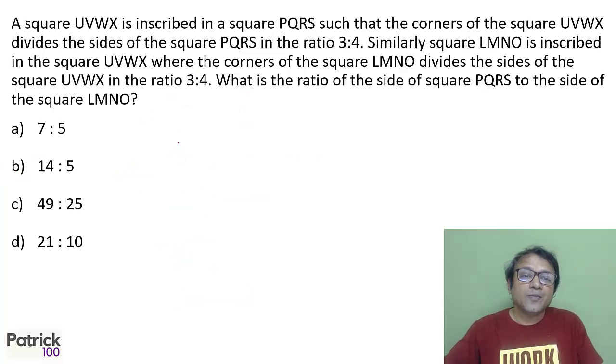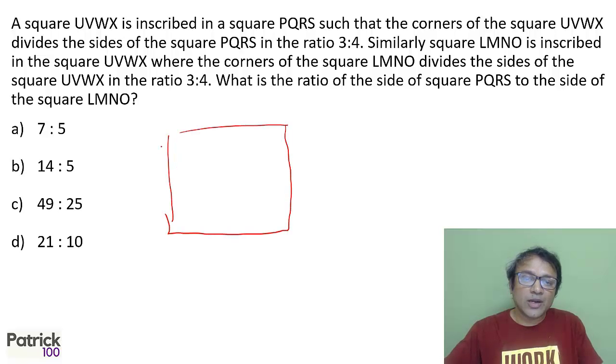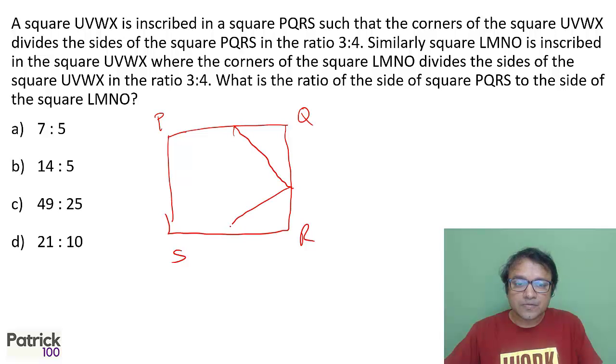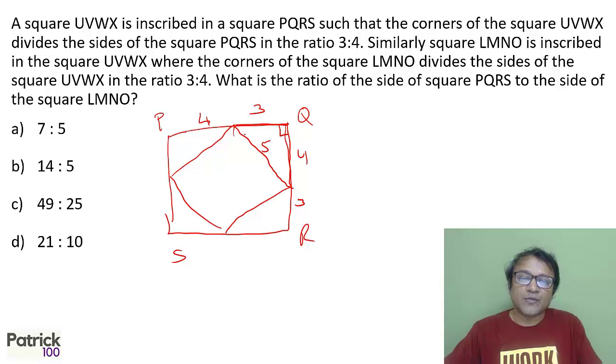A square UVWX is inscribed in a square PQRS. If this is square PQRS, UVWX is in between that, such that it divides the sides in the ratio 3:4. That means if I draw the figure like this, dividing in a ratio of 3:4, if I take this as 3 and this as 4, this side becomes 5. Right angle triangle triplets, 3, 4, 5.